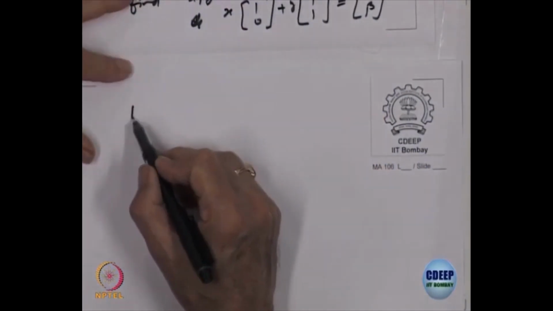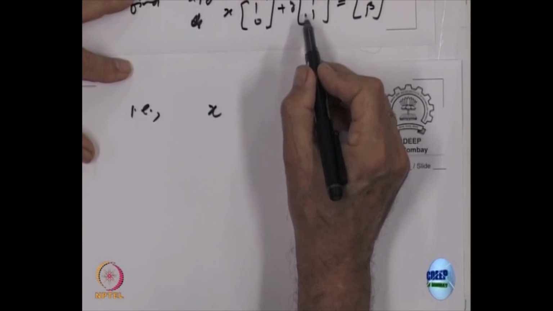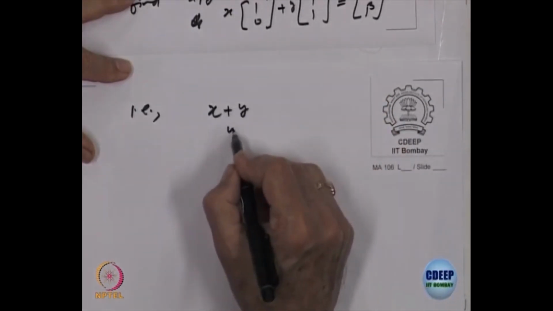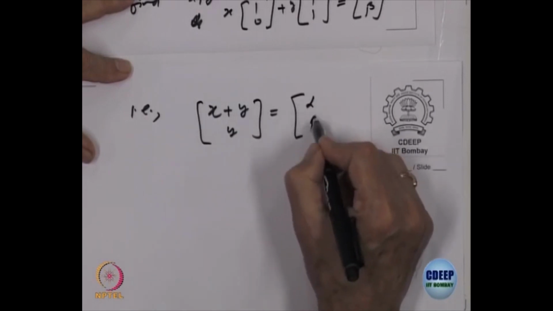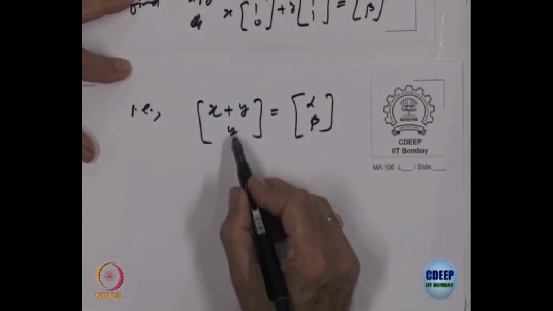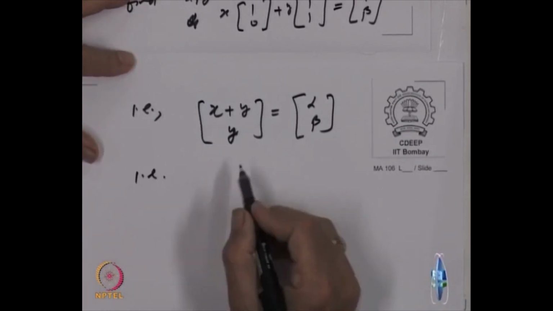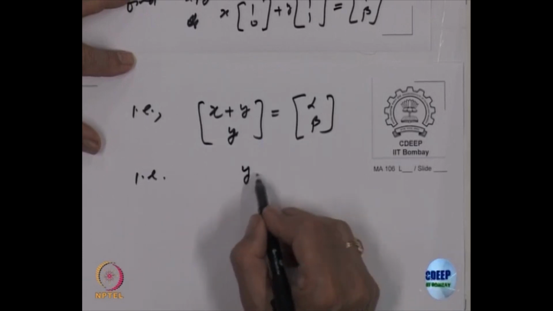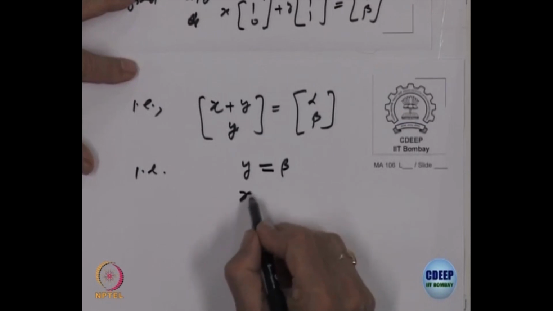So, what shall I be doing? What is the left hand side? That is x plus y, and y, equal to alpha beta. Is that okay? I have simplified the left hand side. So, what should y be equal to? Beta. And what should x be equal to?